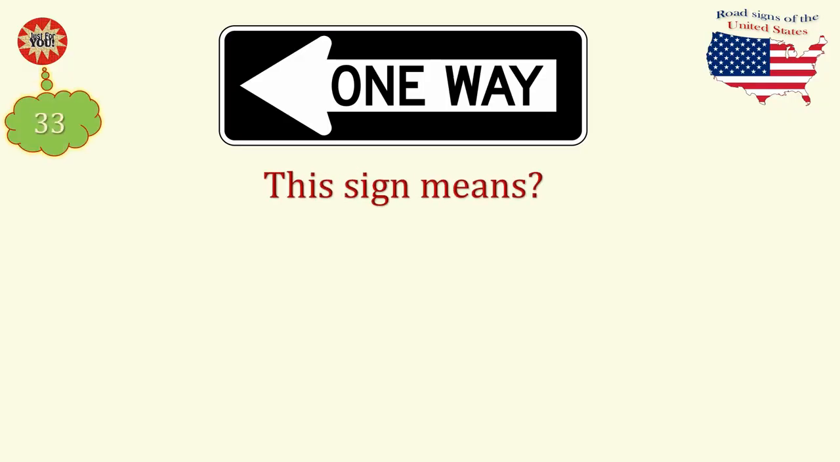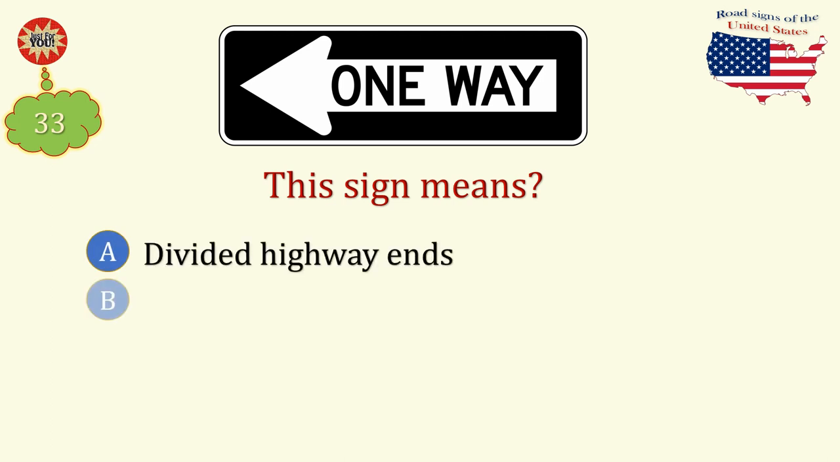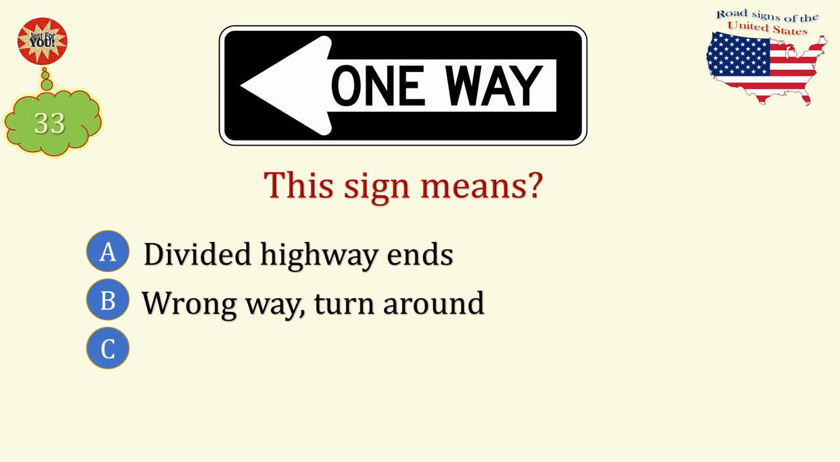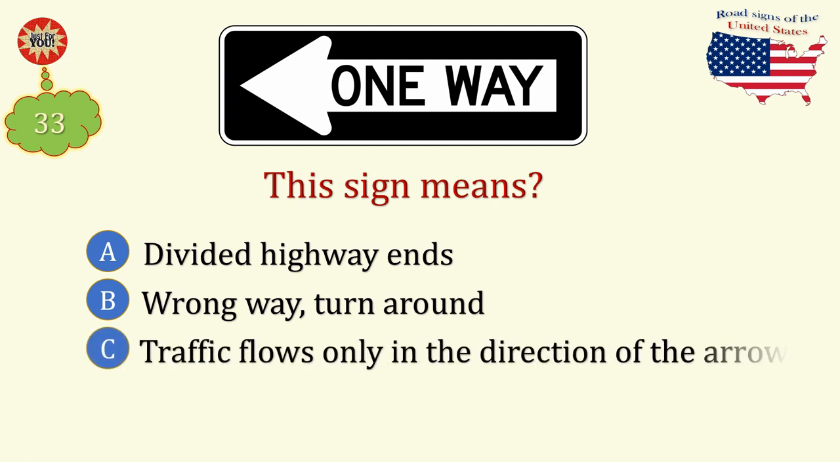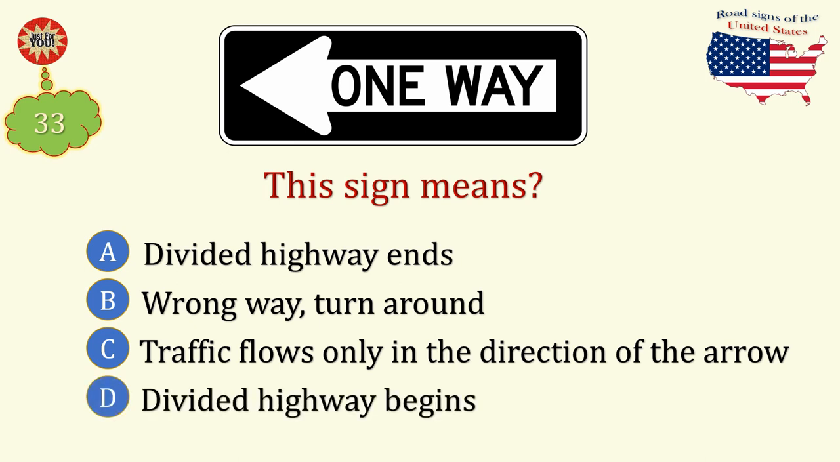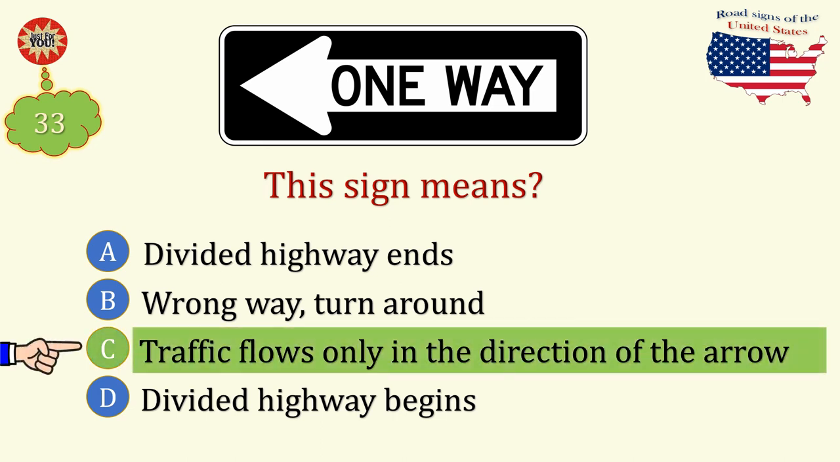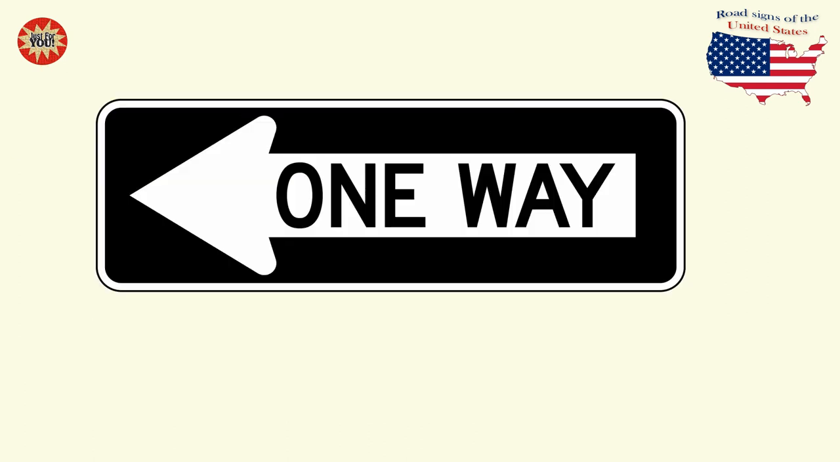This sign means? A. Divided highway ends. B. Wrong way, turn around. C. Traffic flows only in the direction of the arrow. D. Divided highway begins. The correct answer: C. Traffic flows only in the direction of the arrow. One way.